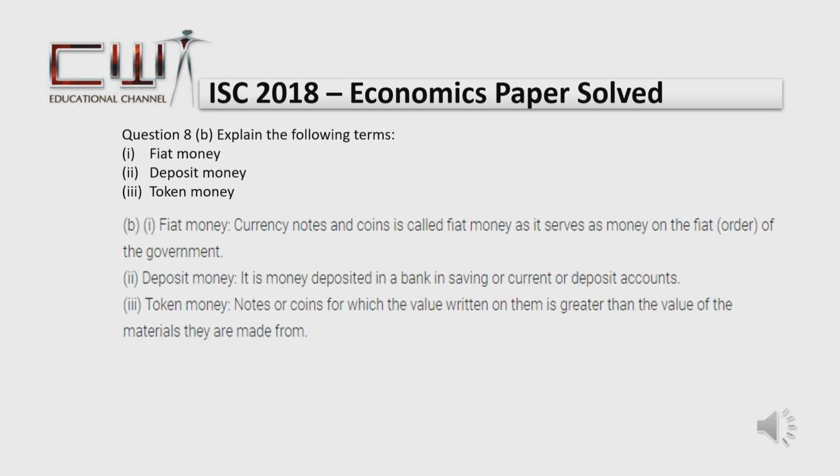Explain the following terms: fiat money, deposit money and token money. Fiat money is the currency notes and coins. These are called fiat money as they serve as money on the fiat, that is the order of the government. Deposit money is the money which is deposited in a bank in savings, current or deposit accounts. Token money refers to notes or coins for which the value written on them is greater than the value of the materials they are made up of.